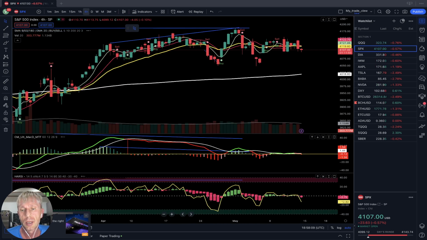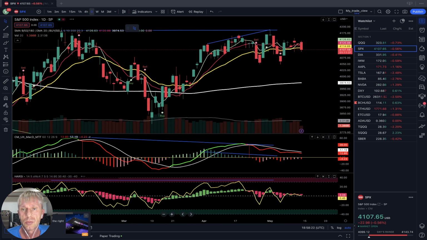Let's move to the 4 hours time frame. Bearish reversal, bearish signal on all indicators. Last bar below 20, 10 and 5. Bearish signal on the 4 hours time frame also. Let's move to the daily time frame. Daily time frame, all indicators bearish for SPX.